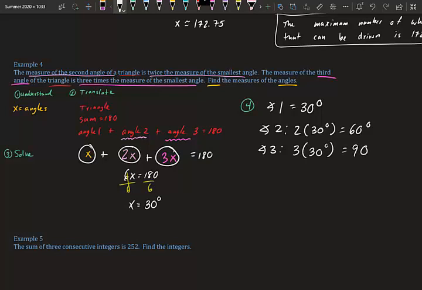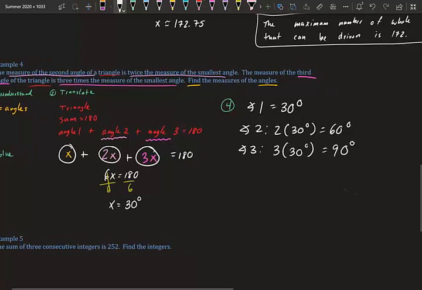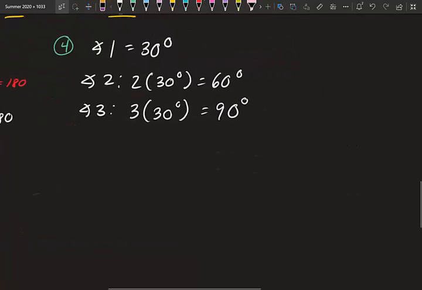So make sure it adds up to 180. 30 plus 60 is 90. 90 plus 90 is 180, so that we're good. So now we need to state our answer.